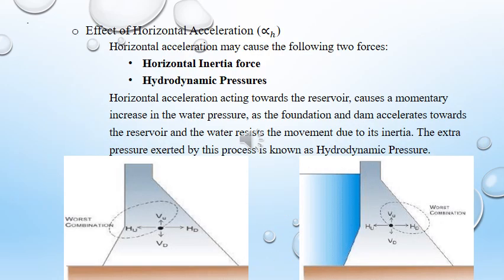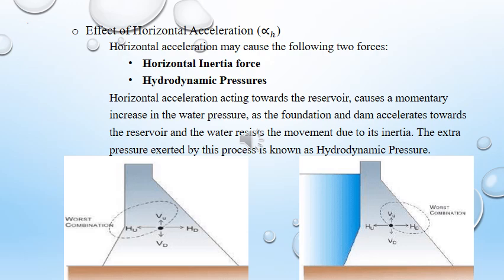So, the effect of horizontal acceleration can be divided into two forces: the horizontal inertia forces and hydrodynamic forces. Horizontal acceleration acting towards the reservoir causes a momentary increase in water pressure, as the foundation and dam accelerate towards the reservoir and the water resists the movement due to its inertia. The extra pressure exerted by this process is known as the hydrodynamic pressure.